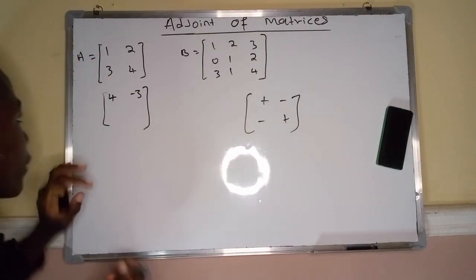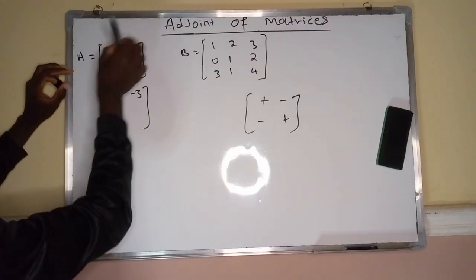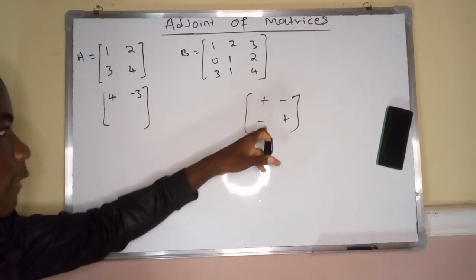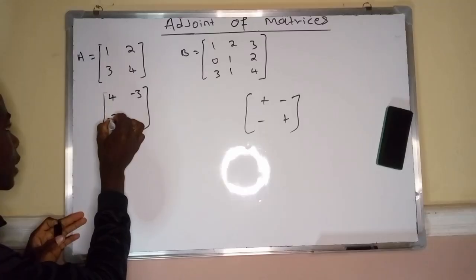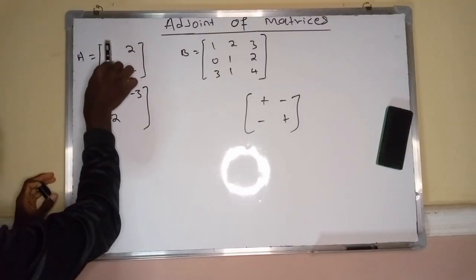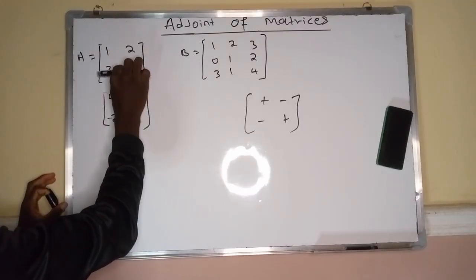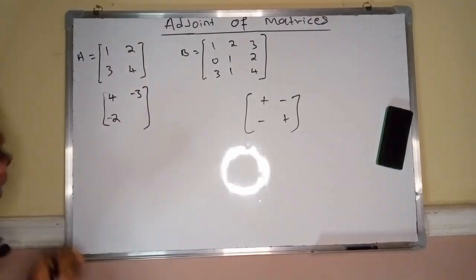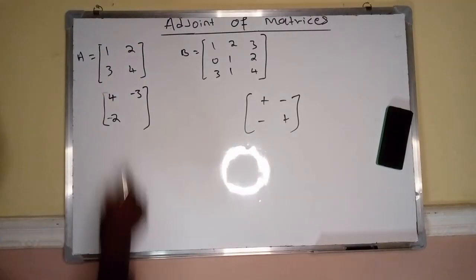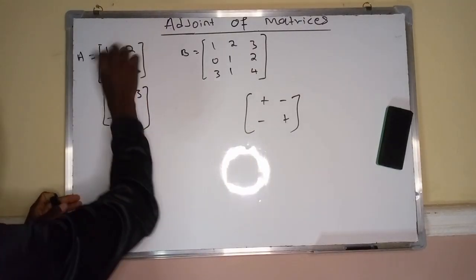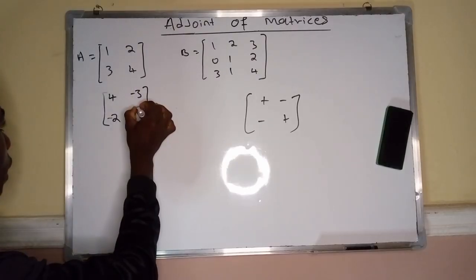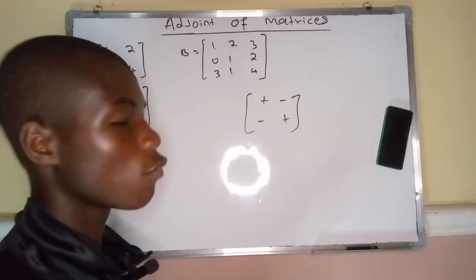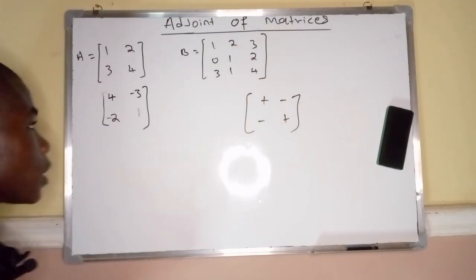Then I find the minor of 3. If I delete this row and column, I am left with only 2. Multiplied by the negative sign, that gives minus 2. Then the minor of 4: I delete this row and column, and I am left with only 1, multiplied by the positive sign, which is still positive 1.